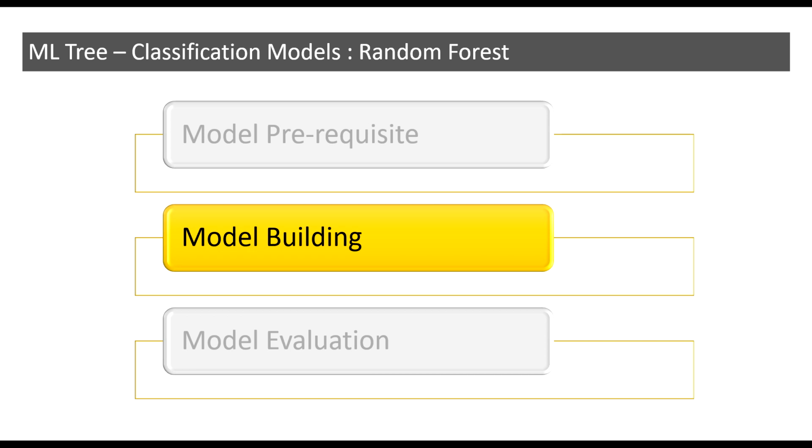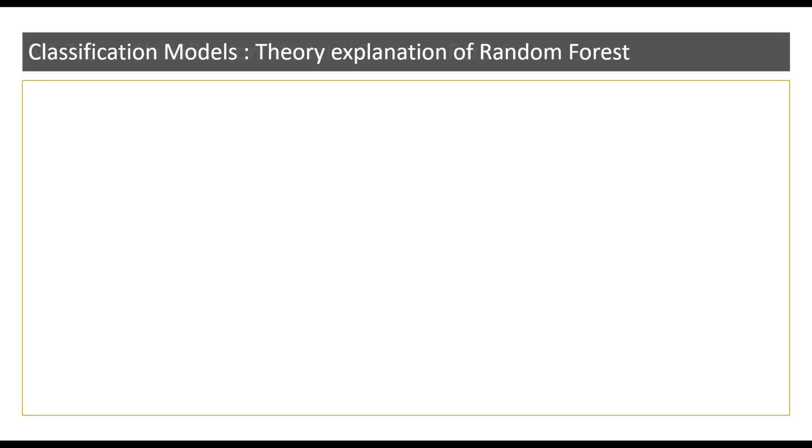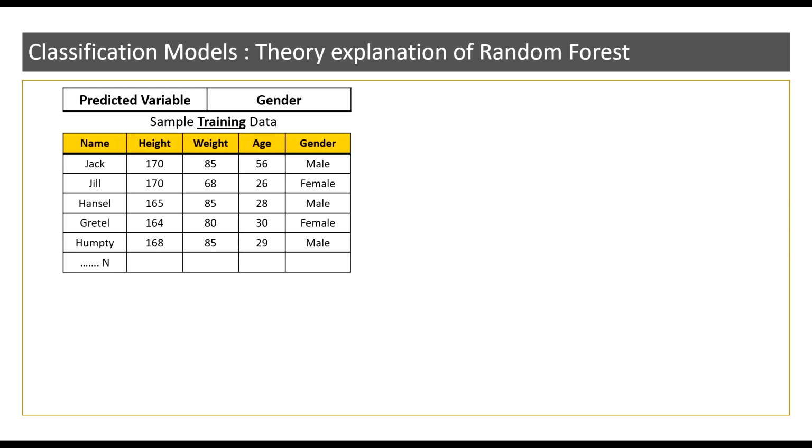In this video, we will see how the random forest model is built. Let us start with our predicted variable. Here, we are predicting gender, which is a categorical variable. We will build the random forest model on this sample training dataset right here.